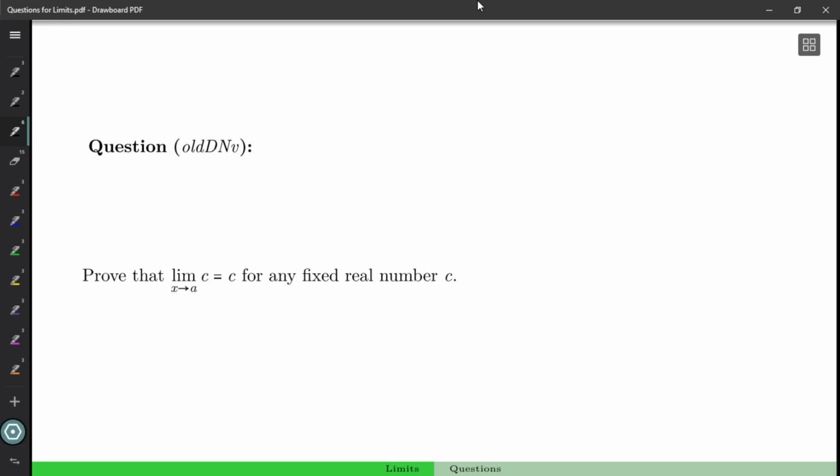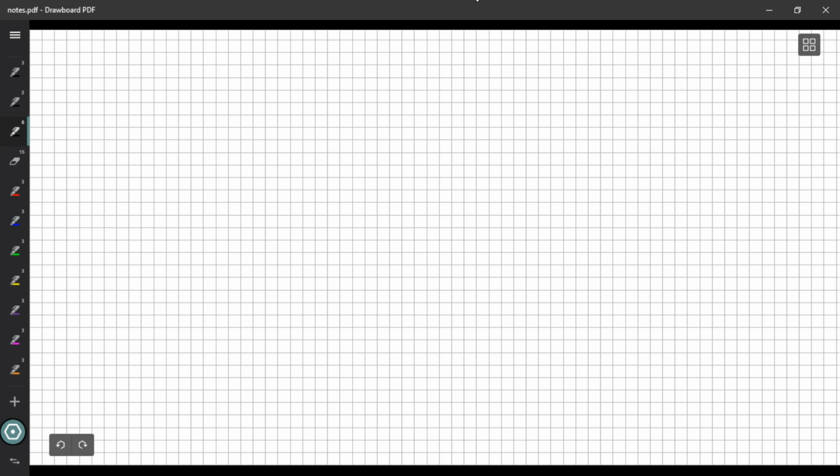Prove that the limit as x approaches a of c is equal to c for any fixed real number c. So basically we're just being asked to show that the limit of a constant function is just the value of the constant function. It doesn't matter what a is. Otherwise they would have given us information. Okay, now since they asked for prove, we should probably use our epsilon delta proofs.